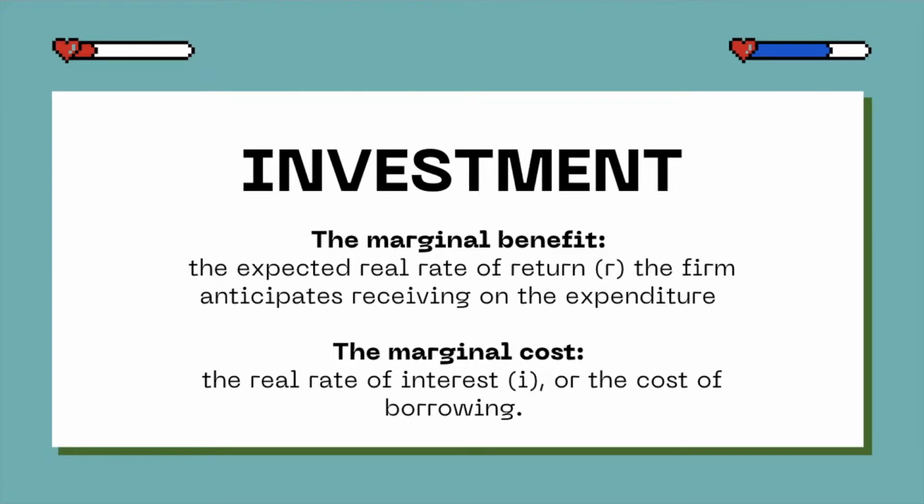The marginal benefit is the expected real rate of return, or r, the firm anticipates receiving on the expenditure, and the marginal cost of this investment is the real rate of interest, the i, or the cost of borrowing. So that's a review of investment and why investment is such an important component of GDP. Although it's only 16% of GDP, it's a driving force behind the business cycle.